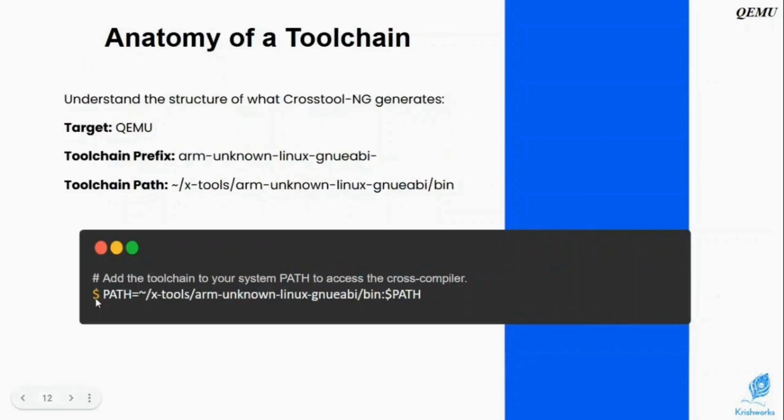What does a finished toolchain look like? We'll get compiler binaries prefixed like arm-unknown-linux-gnueabi, a sysroot with headers and libraries, and a bin directory to add to your path for easy access.